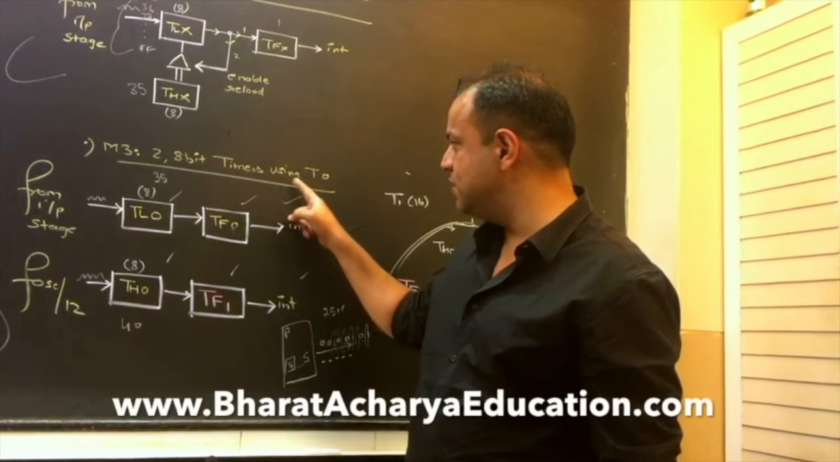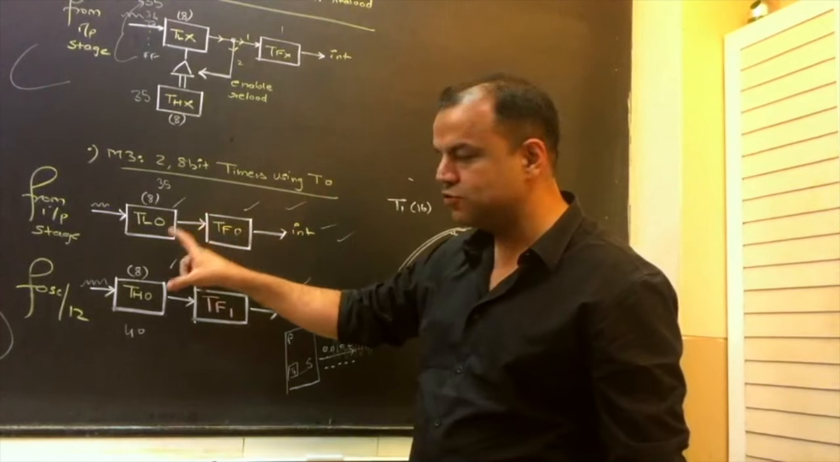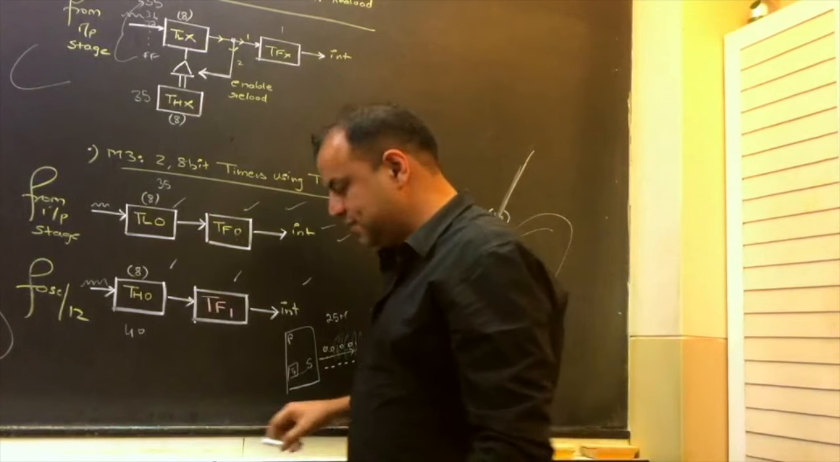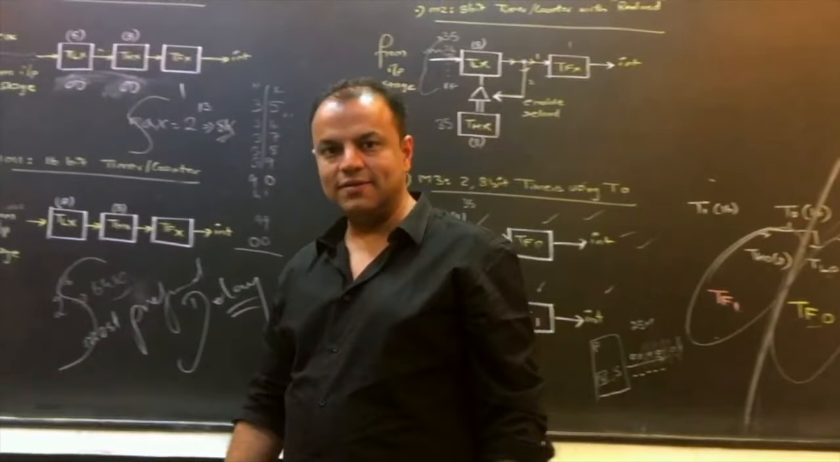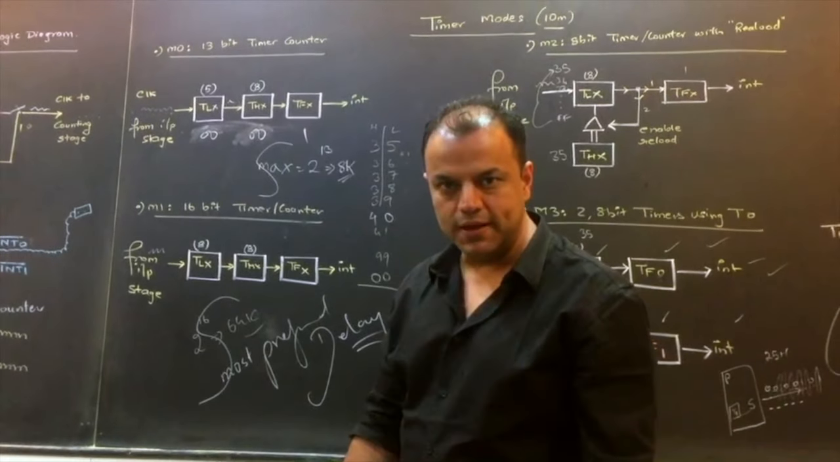The name of the mode is two 8-bit timers using timer 0. This has to be timer 0. Are you clear? Another small thing. Again, a very innocent mistake by a student, because he or she is not aware that this is a mistake.